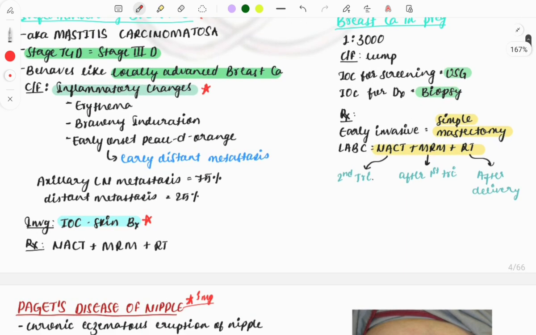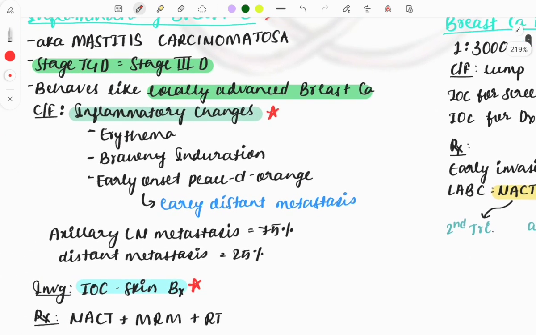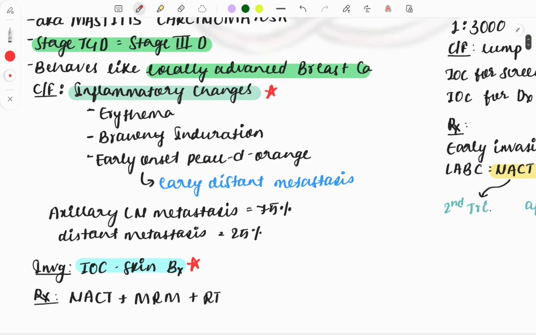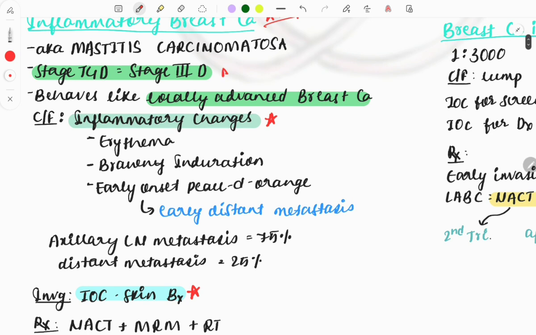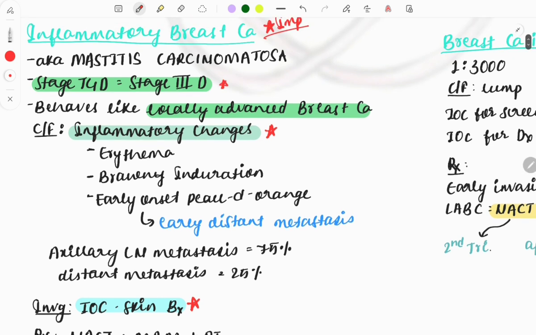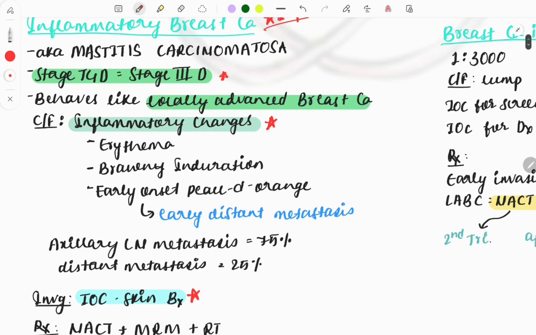Okay, so inflammatory breast cancer, which is also known as mastitis carcinomatosa. This one is the staging, and this is a very famous question asked, that inflammatory breast cancer comes under which staging of the TNM classification. So it is T4d. T4d is for inflammatory breast cancer, and stage 3B. So a must-know topic. Then it behaves like locally advanced breast cancer.